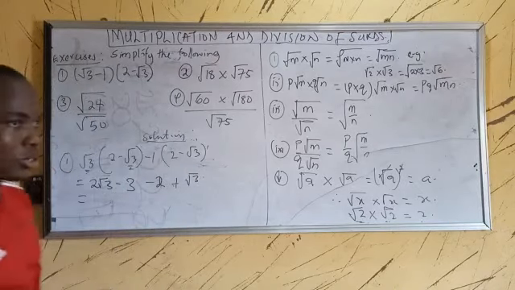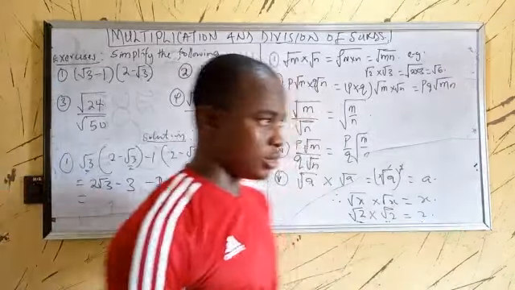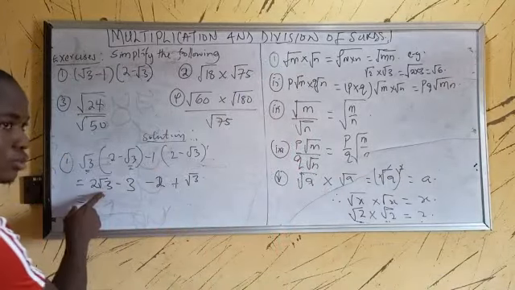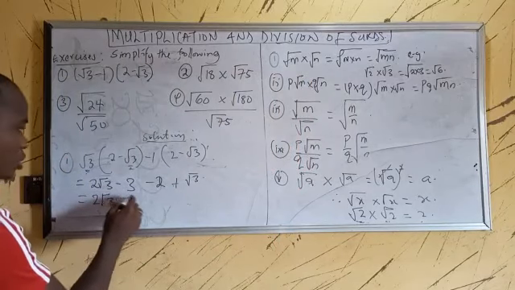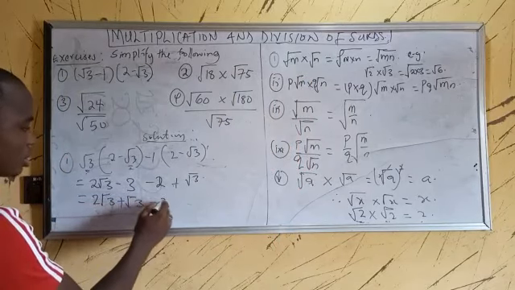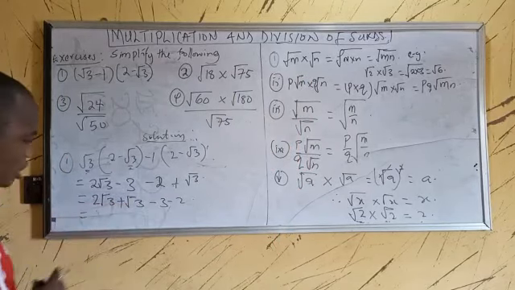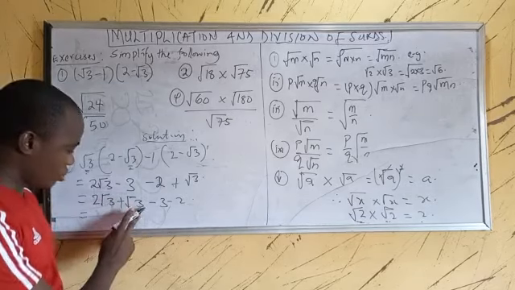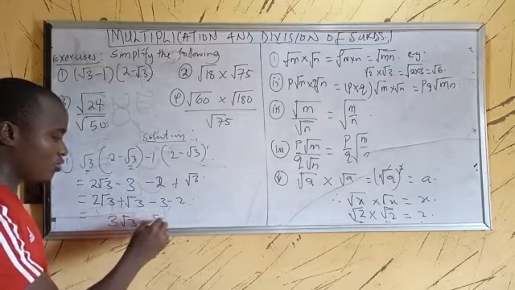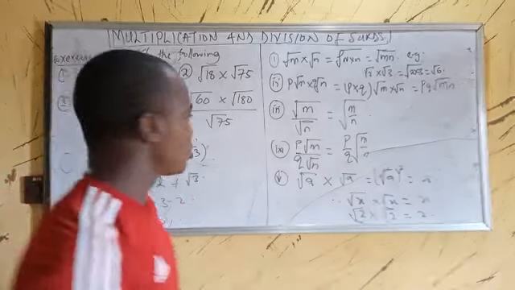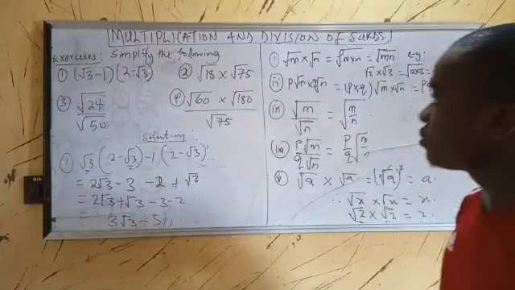So now the next thing to do is to collect the like terms. How do you collect the like terms? You can see we have 2 root 3 and root 3, they are alike. We have 2 root 3 plus root 3 minus 3 minus 2. So 2 root 3 plus root 3 gives us 3 root 3, minus 5. That's the solution to the first problem we have.